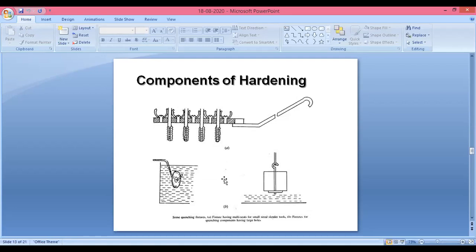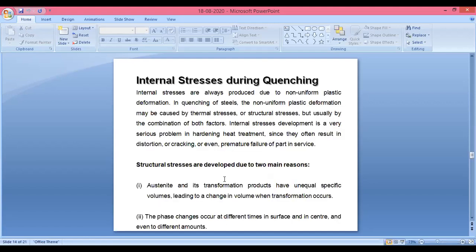And we were also discussing the components of hardening. During hardening, what were the different components? If it was a very small size, we use the tray. Otherwise, we use these kinds of fixtures during hardening.